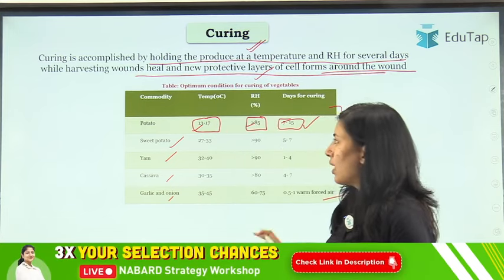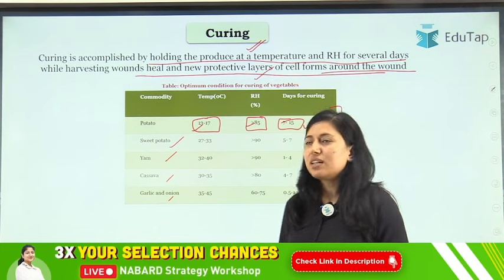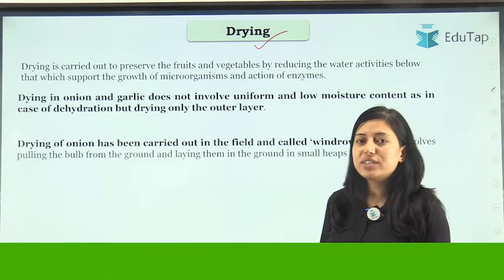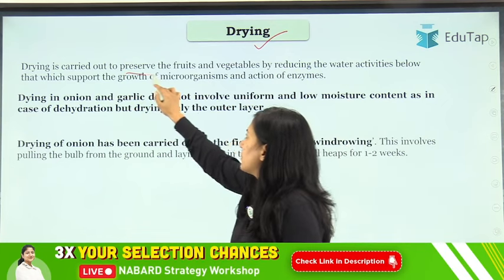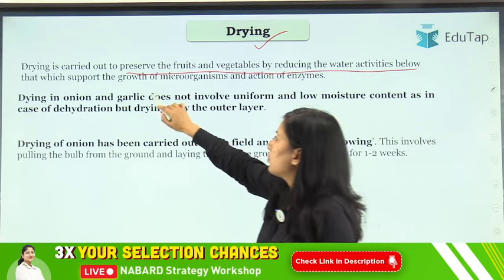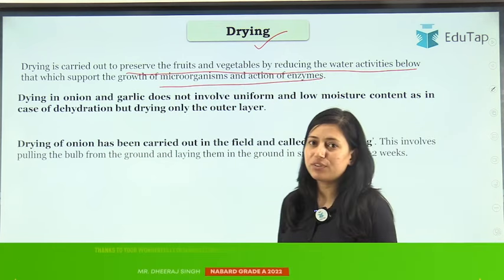What is curing? Why is curing done? Clear? Moving on to the next, that is drying. Now, what is drying? Basically drying is carried out to preserve fruit and vegetable by reducing water activity below that which supports the growth of microorganisms and the action of enzymes.